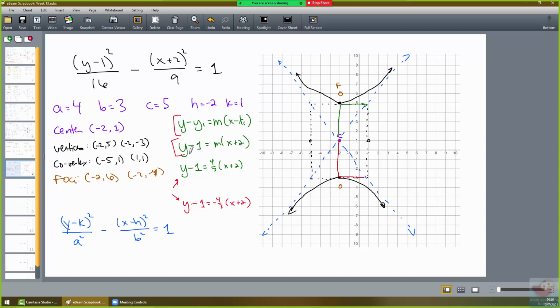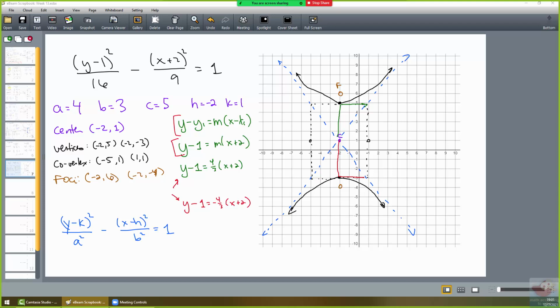Okay. The last thing to mention for hyperbolas is I had mentioned completing the square, and that's going to be used when, for instance, it's not written in the format that's given to you right there.